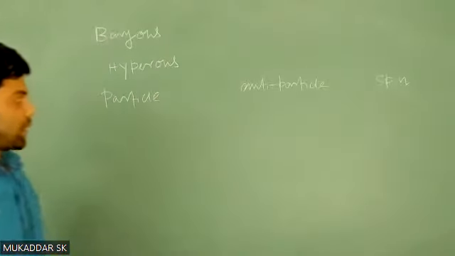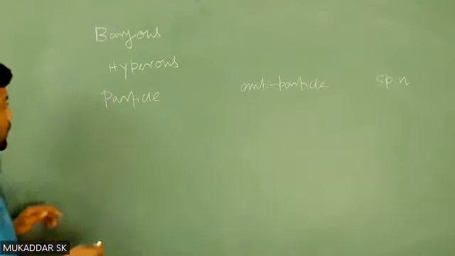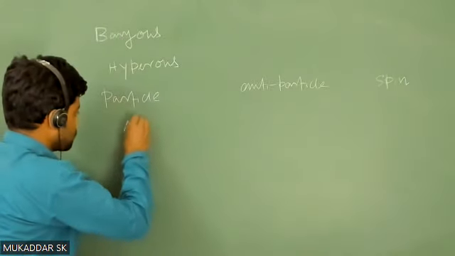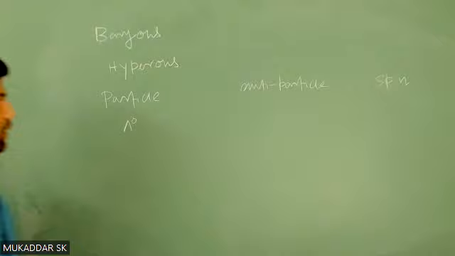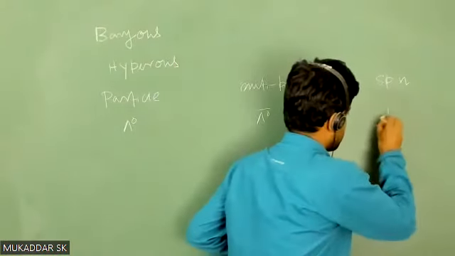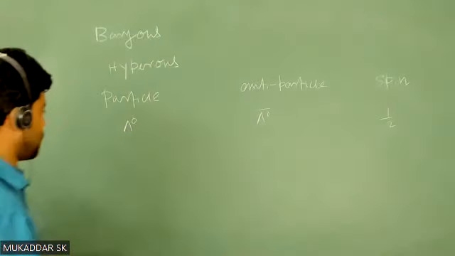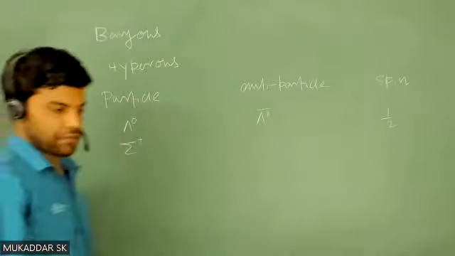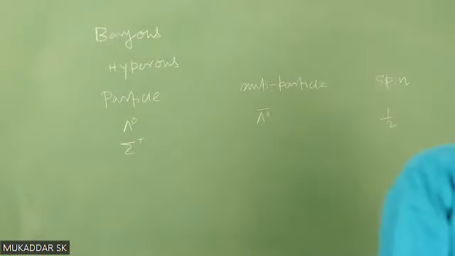So a particle, their antiparticle, then spin. First of all, in hyperons, you have a lambda 0, right? The antiparticle of lambda 0 is basically lambda 0 bar, and spin is half. And then you have sigma plus. What is the antiparticle of sigma plus? Can anyone tell me? What is the antiparticle of sigma plus?